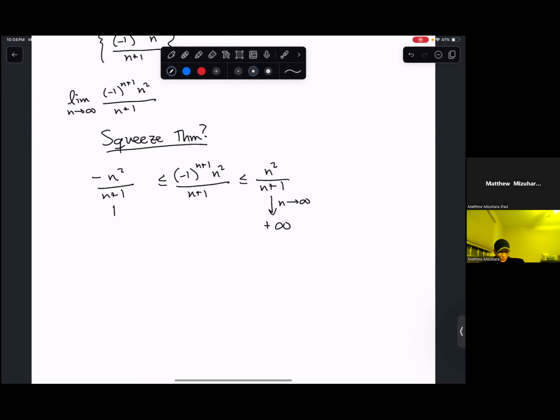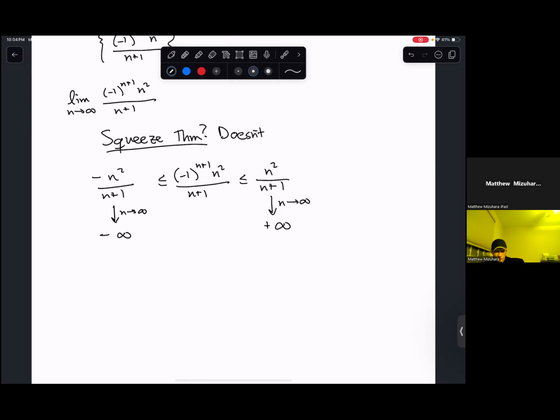And by similar logic, the expression on the left, this lower bound as n goes to infinity, that's going to blow up to negative infinity. Now, this is kind of interesting. What does this tell us? Well, it tells us that we can't actually apply the squeeze theorem here, right? The squeeze theorem doesn't work.